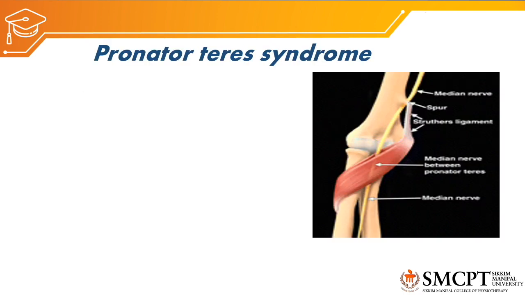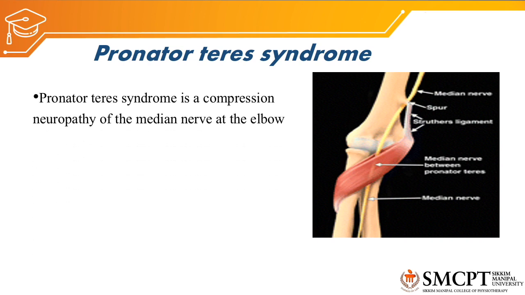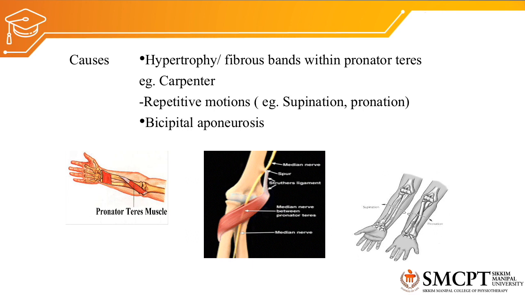Another syndrome which is important is the pronator teres syndrome. Pronator teres syndrome is the compression of the median nerve between the two heads of the pronator teres. Some of the causes for pronator teres syndrome are hypertrophy of the muscle, fibrous band within pronator teres, for example, in an occupation like carpentry.